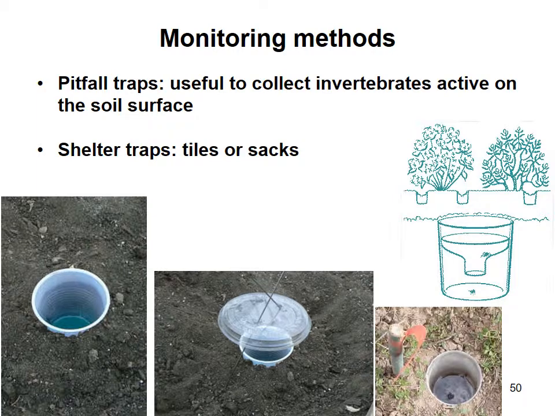Pitfall traps are useful to collect invertebrates active on the soil surface. Alternatively, shelter traps can be used, for example tiles or sacks. Pitfall traps can be filled or partially filled with antifreeze, which acts as a preservative, with a lid to stop it filling with rainwater. It's placed with its rim just above the soil surface to prevent rainwater from filling the cup, and a funnel can be used to prevent escapes, as pictured here.